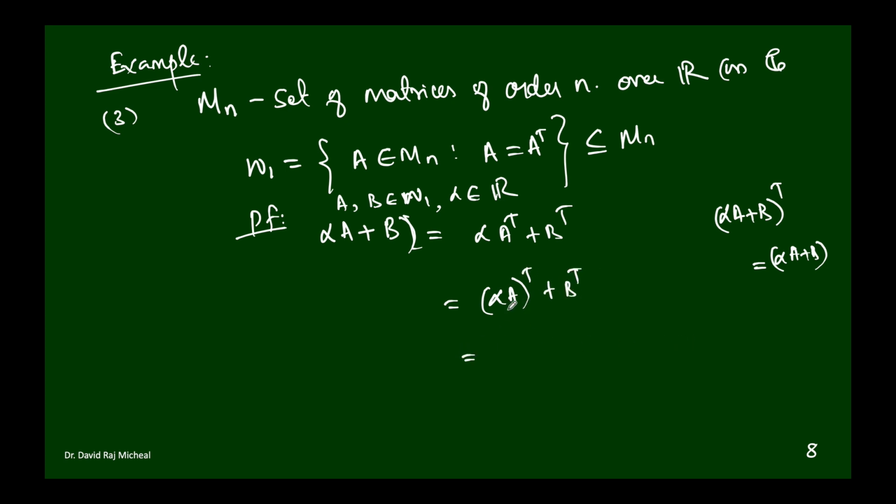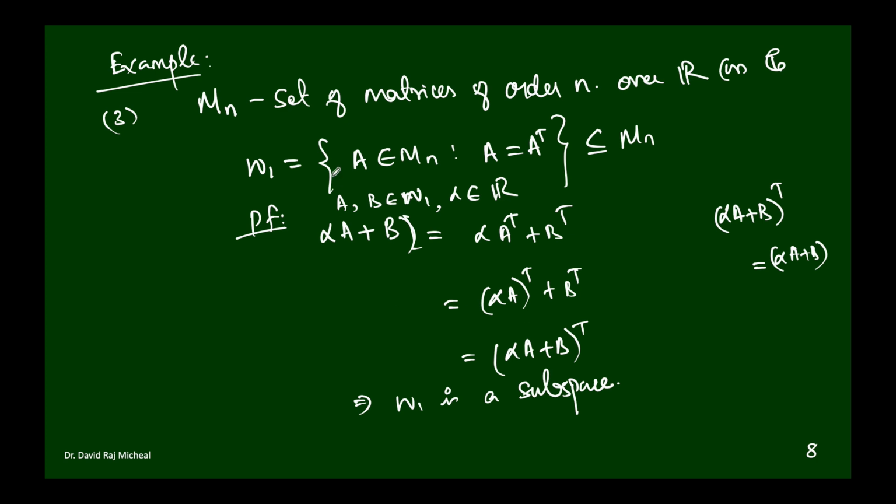And we already know that (A + B) transpose is equal to A transpose plus B transpose, and therefore this is (αA + B) transpose, which shows that αA + B must be equal to (αA + B) whole transpose, which means this is a symmetric matrix, which evidently says that W1 is a subspace. So this implies W1 is a subspace. So that's the advantage of proving that theorem. It helps us to verify whether a given set is a subspace or not very simply, very easily.